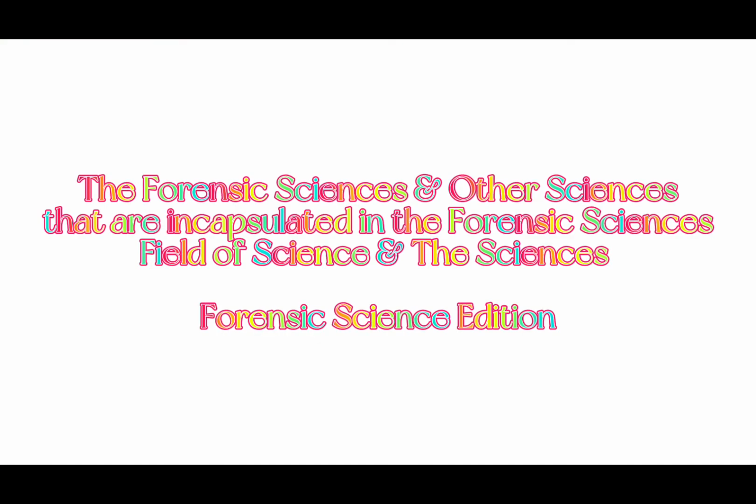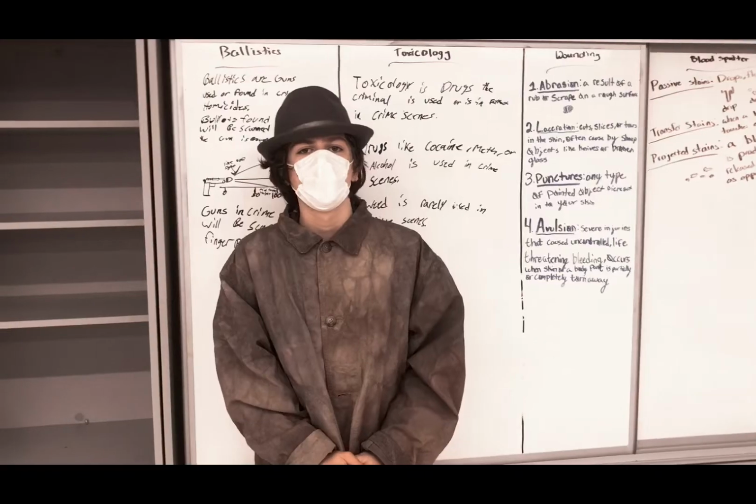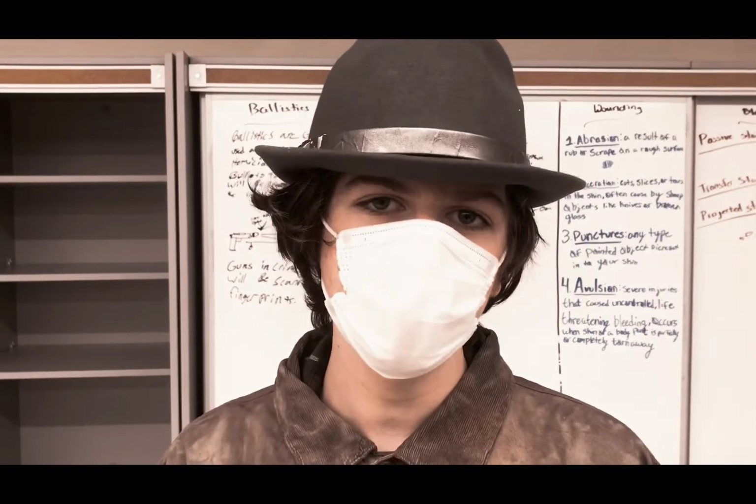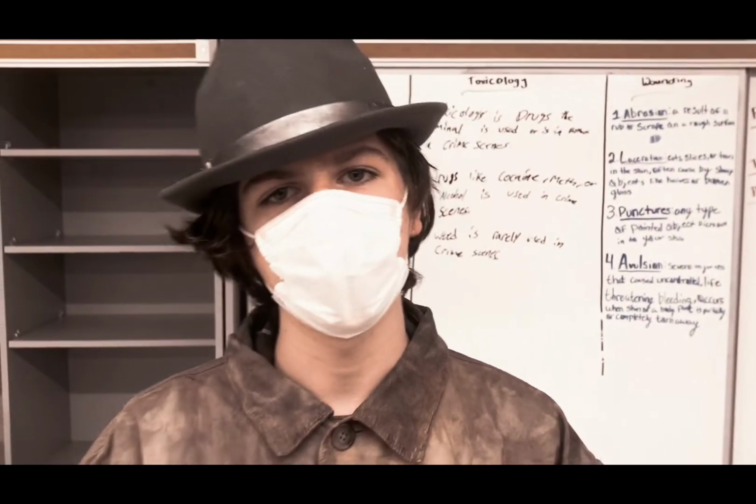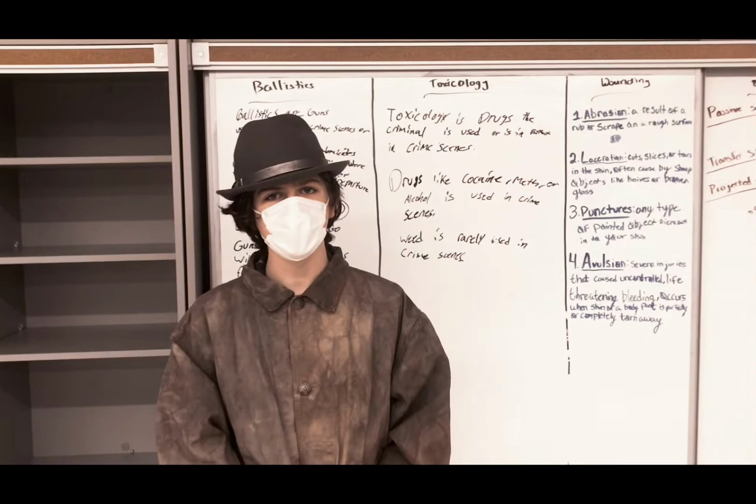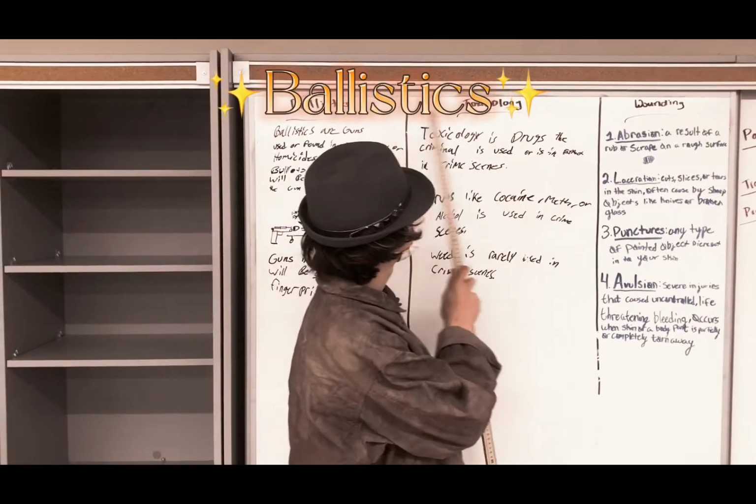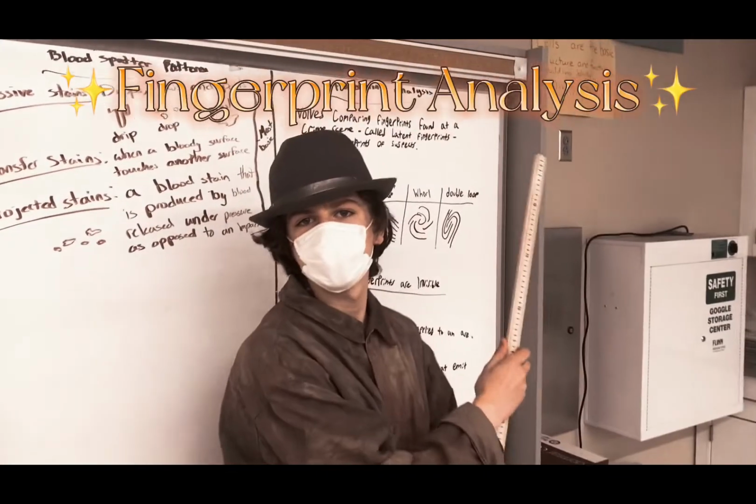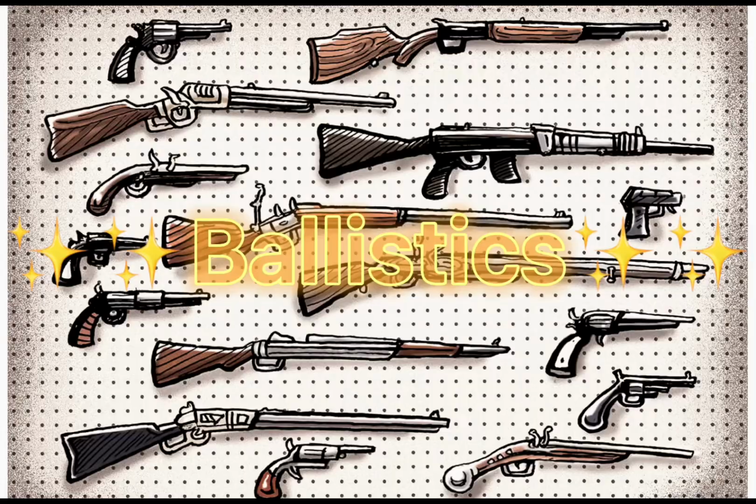This is the forensic sciences and other sciences that are encapsulated in the forensic sciences field of science. Since the forensic sciences can be divided into a multitude of fields, I'm dividing it into 5 for you simple-minded human beings, such as ballistics, toxicology, wounding, blood patterns, and fingerprint analysis. We'll start with ballistics.